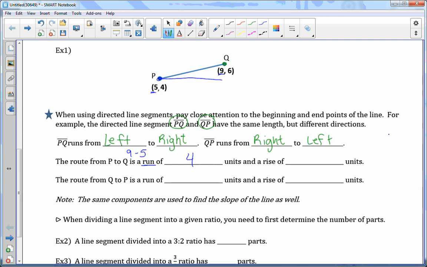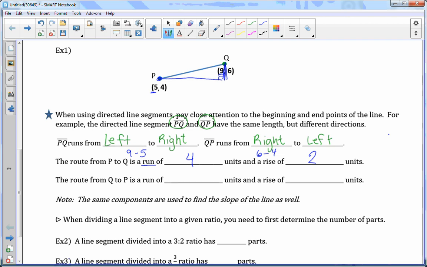And the rise, this is familiar with slope, a right triangle, we rise from 4 to 6. So how can we mathematically find that rise? 6 minus 4, which is 2. This one's easy to just know it's 2, but sometimes you get more complicated ones, and so you need to know how to do it mathematically. Y2 minus Y1.